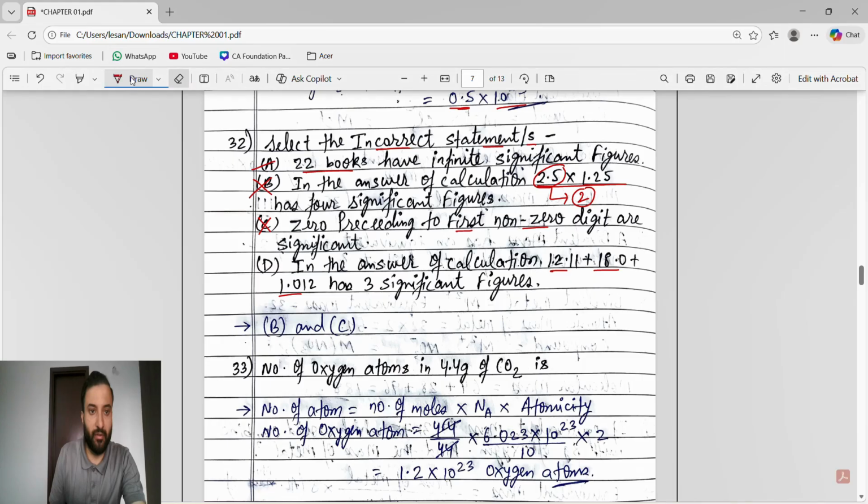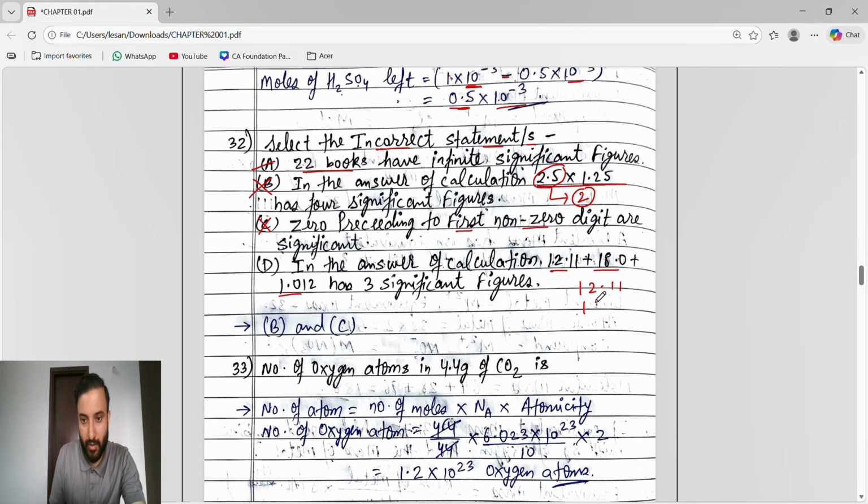So addition means, guys, we have to do addition. 12.11, 18.0, nothing but 0, then 1.0, 1 2. So here this is with this, fine. Now we will do this: 0 plus 2 is 2, 1 plus 1 is 2, 1 1, 8 plus 2 is 10 plus 1 is 11, 1 carry 1, 1 2 1 3. So we are getting 31.122.